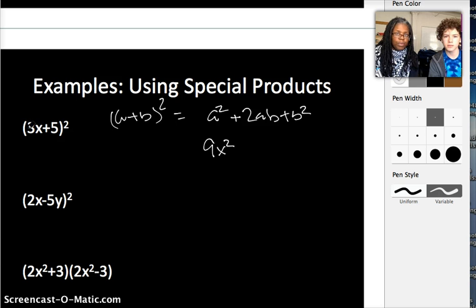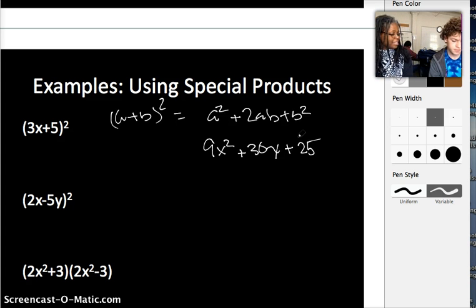Then we get 3x times 5, which is 15x, but it's going to be 2 times AB. This is my A and this is my B. So 2 times 3x times 5 is going to be 30x. And then this last term is just going to be plus 25. And that's it. It saves a little bit of time, and it's also something that you want to recognize because soon we're going to be factoring and going in the opposite direction.